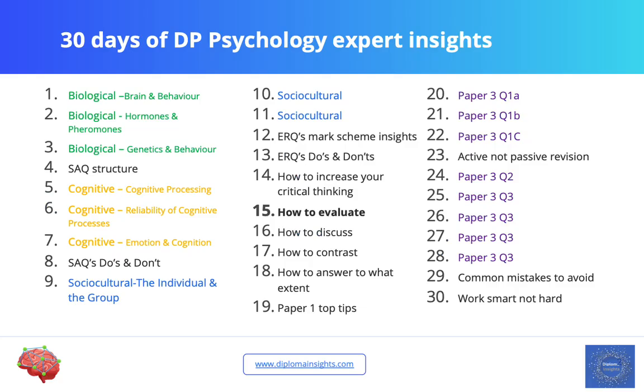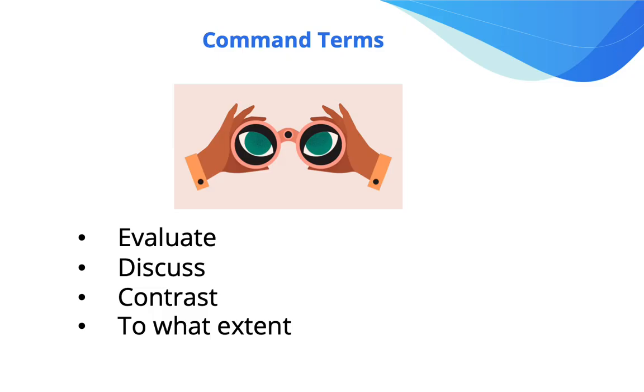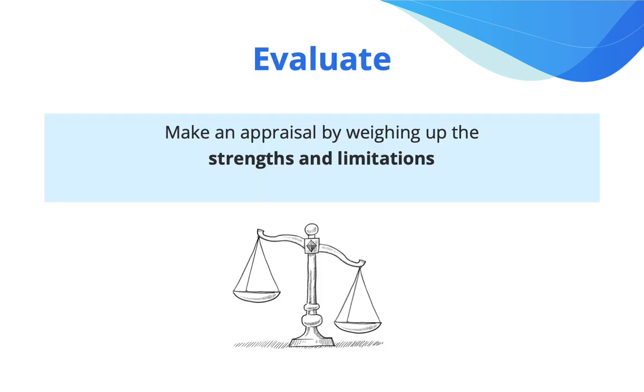Today we continue to look at critical thinking and how we can demonstrate this when we have an evaluate question. Evaluate is one of the 4 possible command terms for essays in paper 1 and paper 2. It requires us to give an appraisal of strengths and limitations. We don't have to give equal numbers of strengths and limitations, but we do need to give examples of both, which will allow us to come to an overall conclusion.